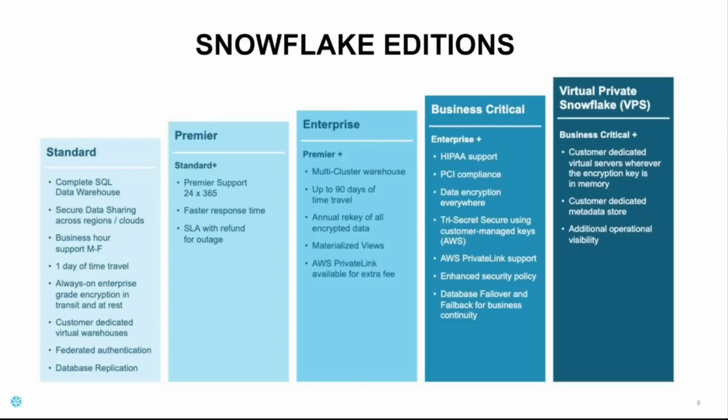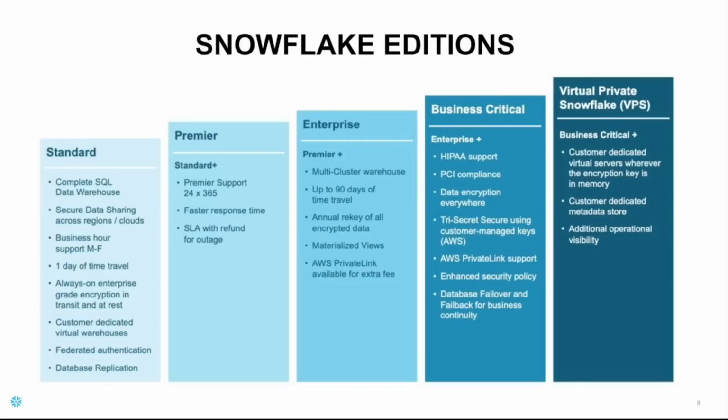Now, after the enterprise version, you have two more editions, specific to your own requirements. The first one is business critical. It contains all the features of enterprise plus standard plus premier. Along with that, it also supports HIPAA and is PCI compliant. So if you have data that needs to be compliant with either HIPAA or PCI, the business critical edition supports those requirements.